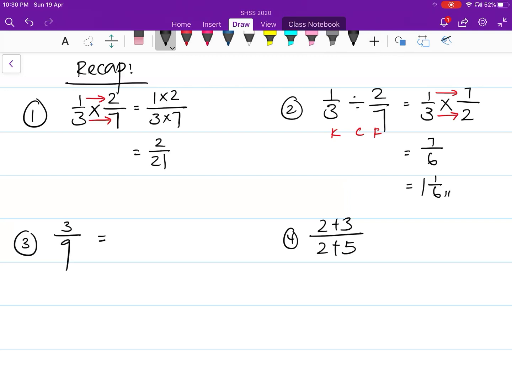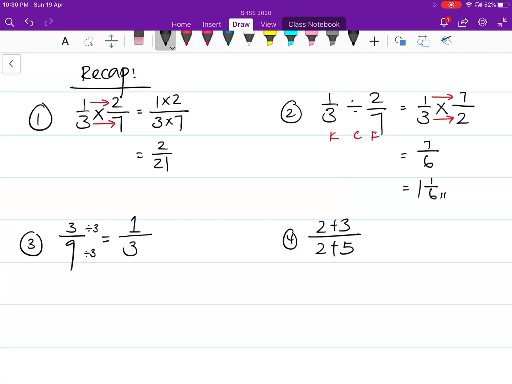The third thing I want to recap from our previous lesson is how to simplify algebraic fractions. All we need to do is divide by 3, divide by 3. 3 divided by 3 will give you 1. 9 divided by 3 will give you 3. This is the process of simplifying fractions.